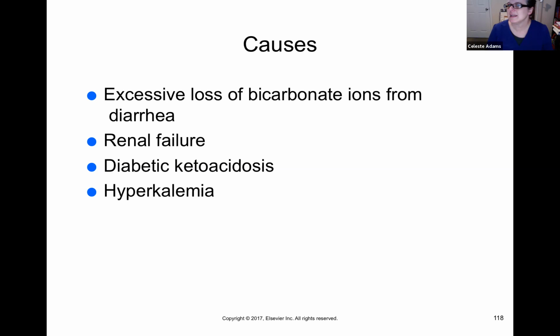The kidneys buffer the system by using bicarb. If the kidneys don't work, you don't have that bicarb buffer, so you don't have any bicarb, and you're going to be in metabolic acidosis. No to little bicarb because of kidney failure will be metabolic acidosis. Diabetic ketoacidosis is another cause, when a patient goes into diabetic ketoacidosis.